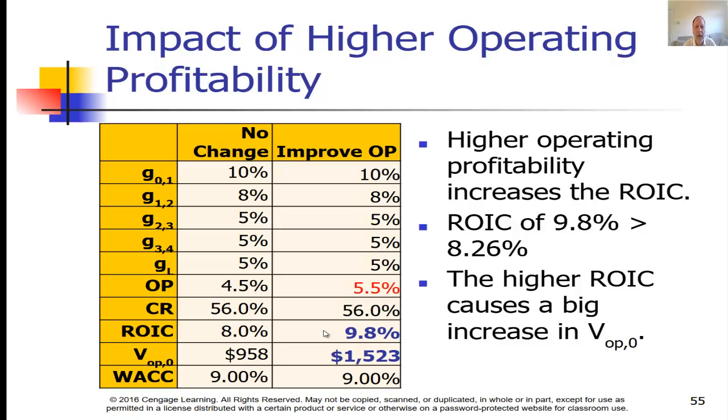How about the impact of higher operating profitability, increasing efficiency? So our growth rates here now stay the same, but operating profitability goes up very small from 4.5% to 5.5%. Well, then ROIC has increased from 8 to 9.8%, and our value of operations has now gone from 958 to 1,523. Things have improved because ROIC is now greater than WACC.